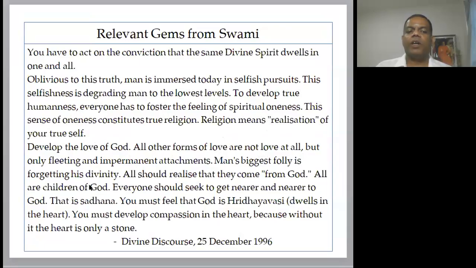Man's biggest folly is forgetting his divinity. All should realize that they come from God. All are children of God. Everyone should seek to get nearer and nearer to God. That is sadhana. You must feel that God is Hridayavasi, dwells in the heart. You must develop compassion in the heart, because without it, the heart is only a stone.